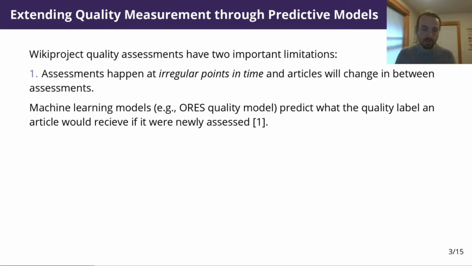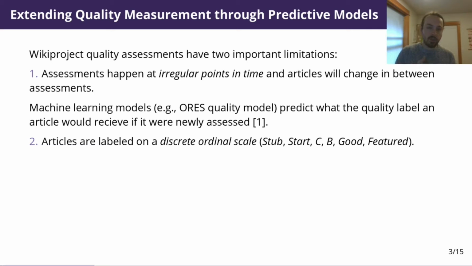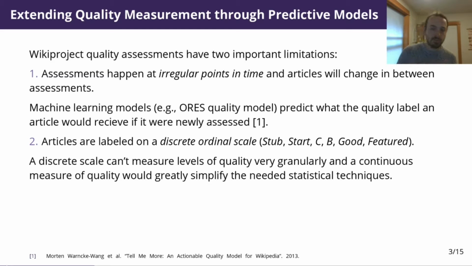The second issue is that articles are labeled on a discrete ordinal scale with levels stub, start, C, B, good, and featured. This makes a lot of sense when it comes to conducting assessments, but it's kind of inconvenient for statistical analysis. A discrete scale can't measure levels of quality in between its levels. If I improve a C article, but not all the way up to B class, that improvement just isn't captured by these article quality assessments. And my project provides an improved way of dealing with this second issue.